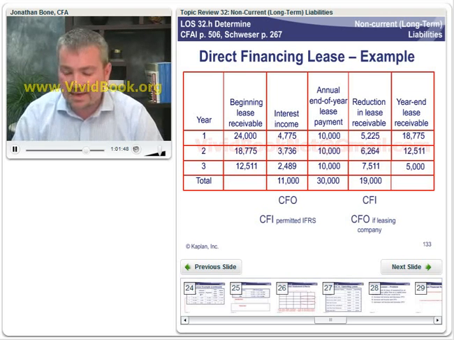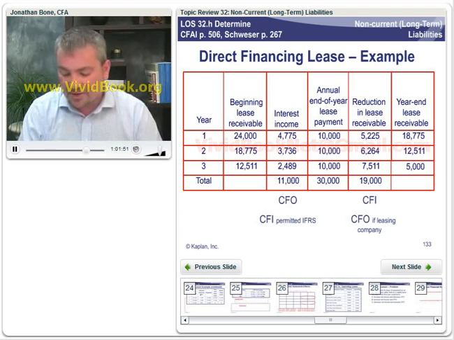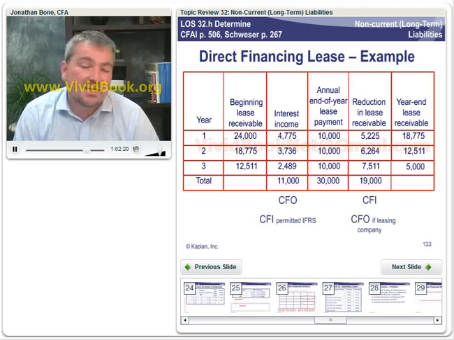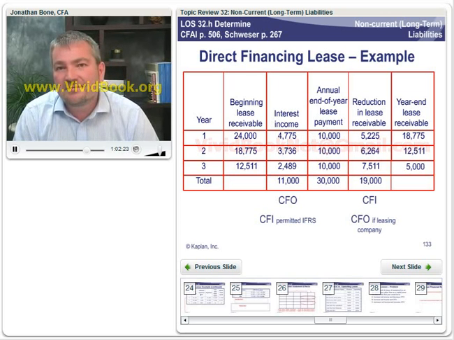The interest income, well, we're going to take the rate that we computed on the previous slide, 19.897, and apply it to that opening asset. So 24,000 times 0.19897, and we get a value of 4,775. We've then got the receipt of cash at the end of the period, 10,000, from our lessor. Now we're going to say 4,775 of that, of course, is interest, and the remainder, 5,225, essentially is paying down our asset. So our asset falls by 5,225 to 18,775.